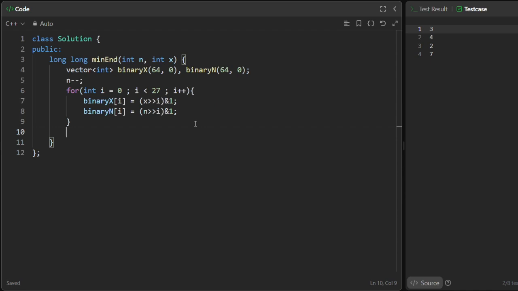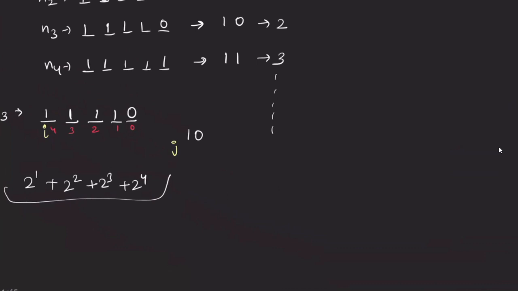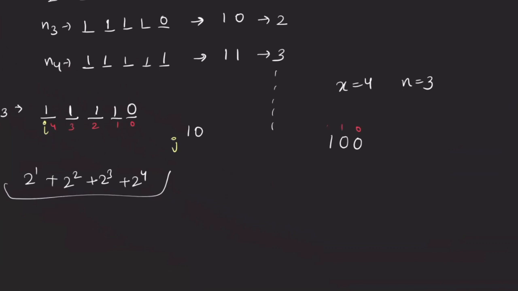So now one thing to notice here is that our vector is of 64 length, right? And the indexes of the vector are 0, 1, 2, 3 and so on. And here we are checking if the ith bit is set or not. So our bits will be stored in reversed order in this binary x, right? So let me just tell you what I'm trying to say. Let us suppose that x is given to us as 4 and n is given as 3, right? Now 4 is written as 1, 0, 0 in binary, right? And its indexes are 0, 1, 2.